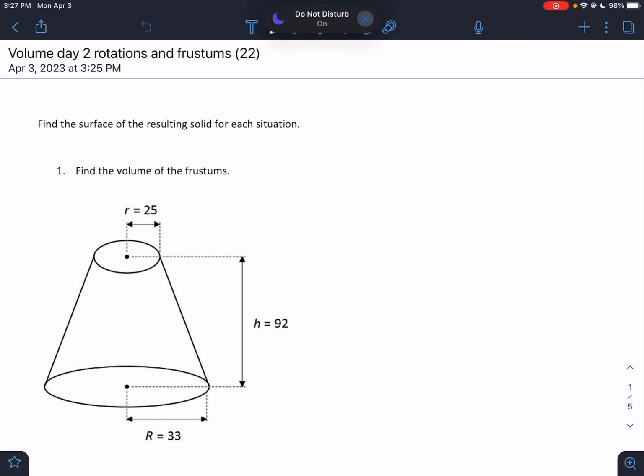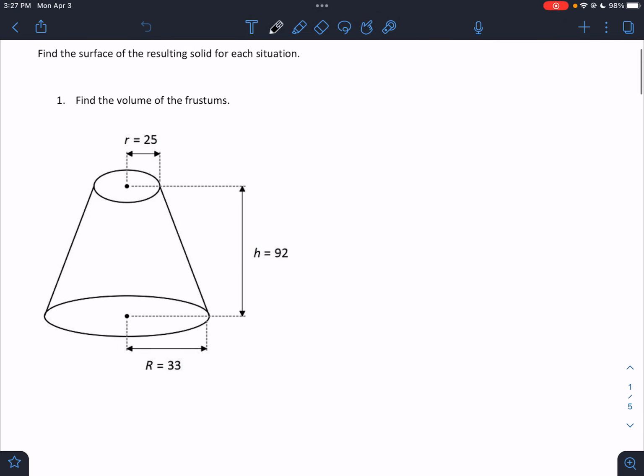All right, guys, this is today's lesson on volume. We're going to mix it up a bit. We're going to be talking about frustums. That's right, frustums, the shape you've never heard of.